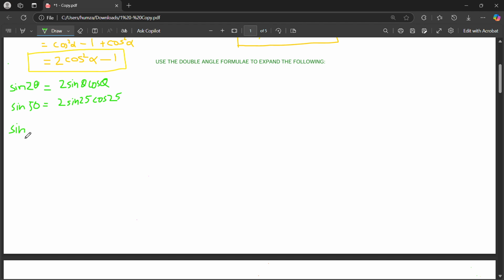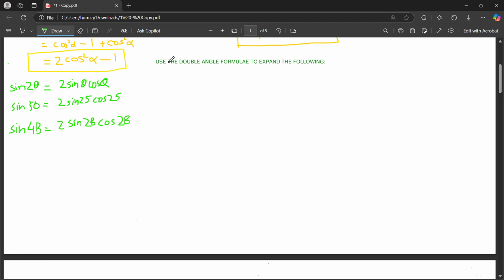If I give another example, I say sin 4b, right? This will be 2 sin 2b cos 2b. So if this is 4b, this is 2b, from using the formula sin 2a is equal to 2 sin a cos a. Now this is for the double angle using sin.